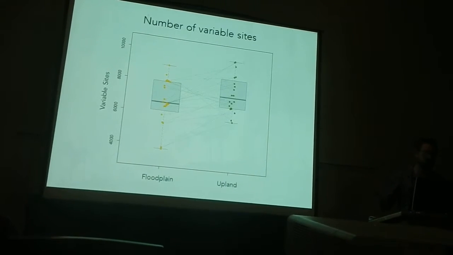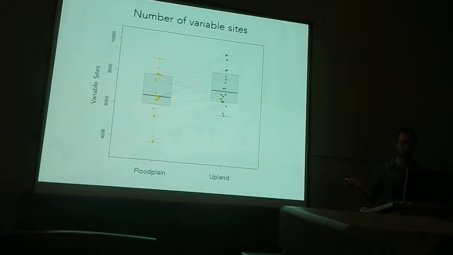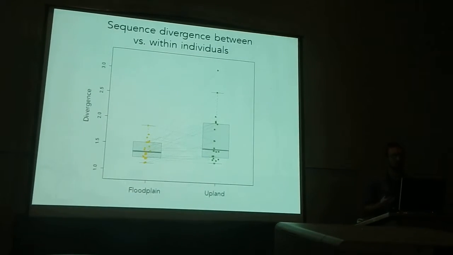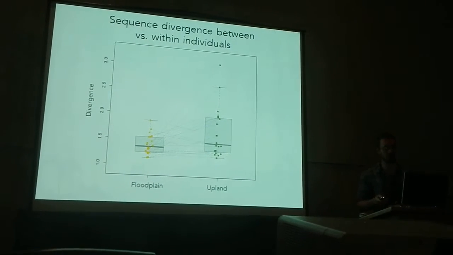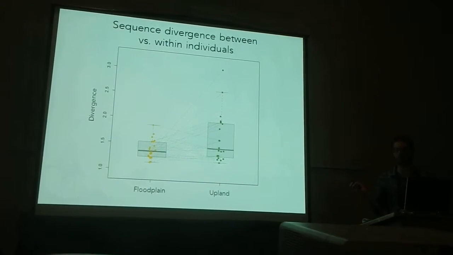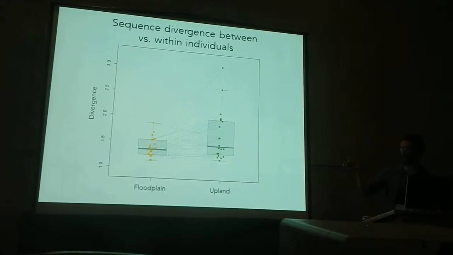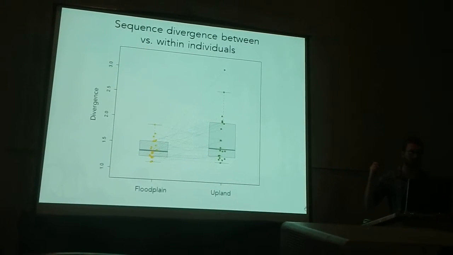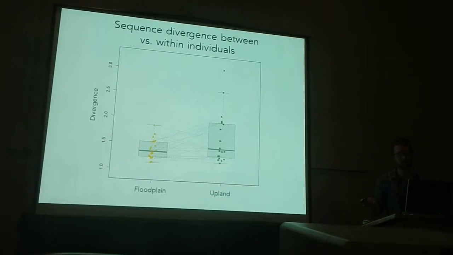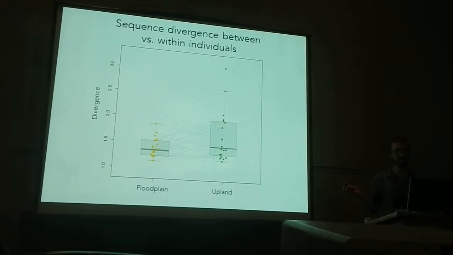So this is just the raw number of variable sites, which is higher in the upland forest than the floodplain forest, so higher genetic diversity potentially in the upland forest. That metric of divergence across the landscape, sequence divergence between versus within individuals, is again higher in the upland forest species than in the floodplain forest species. In most of these graphs you can see there are a few pairs that show a contradictory pattern, but by and large, and these are significant differences, what we might have predicted holds true.